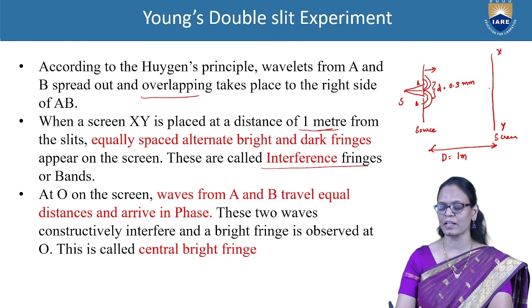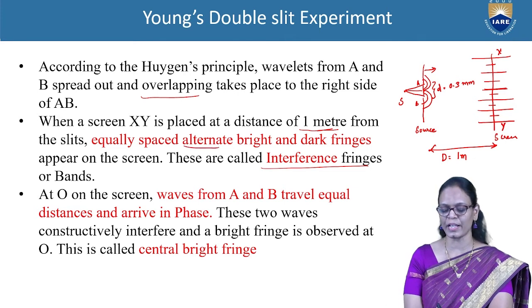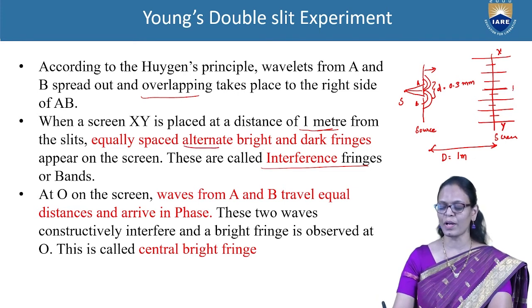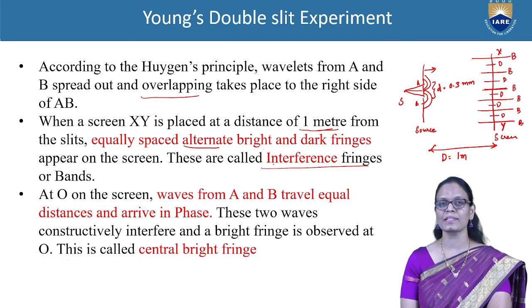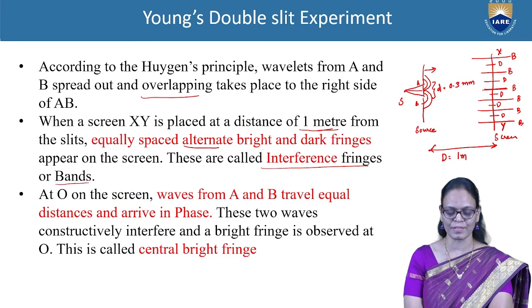So what we have seen here, at the center you will have a bright fringe and then dark, bright, and so on. You will have alternate bright and dark on the screen. If the central one is bright, this will be dark, bright, and so on. This is how we number them. This is dark. So they are alternating with each other. So alternate bright and dark fringes appear on the screen and they are called interference fringes or bands.